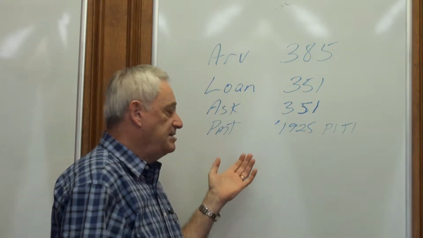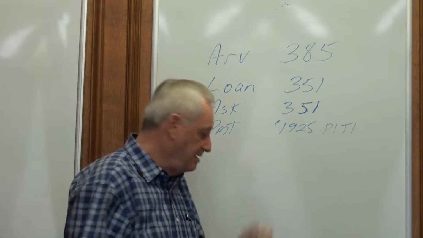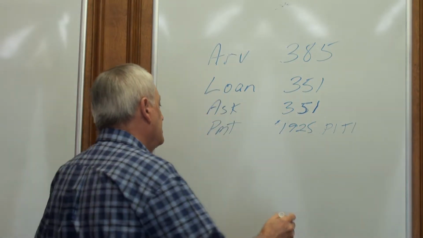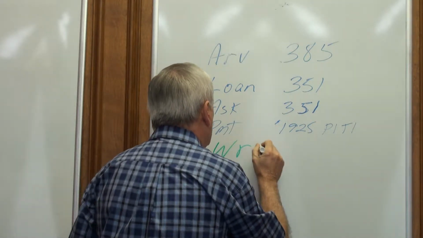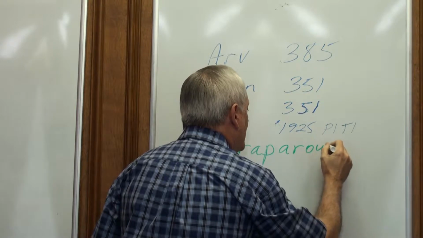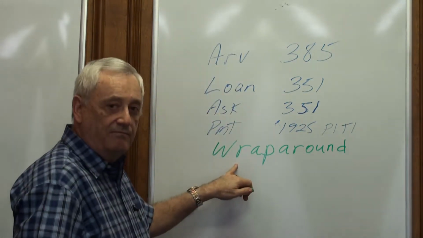Instead, I sat there in his kitchen and explained to him how I was going to buy it, and I told him I'm going to buy it on a wraparound mortgage. So here we go. It's called a wrap. Now, this wraparound mortgage is what we call them in Florida.